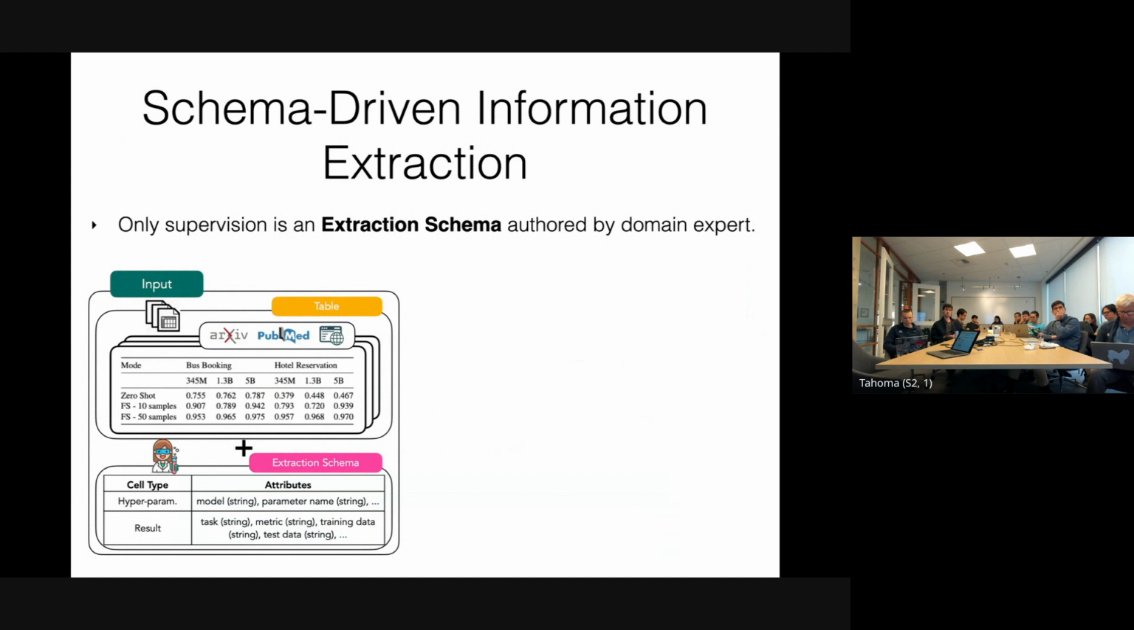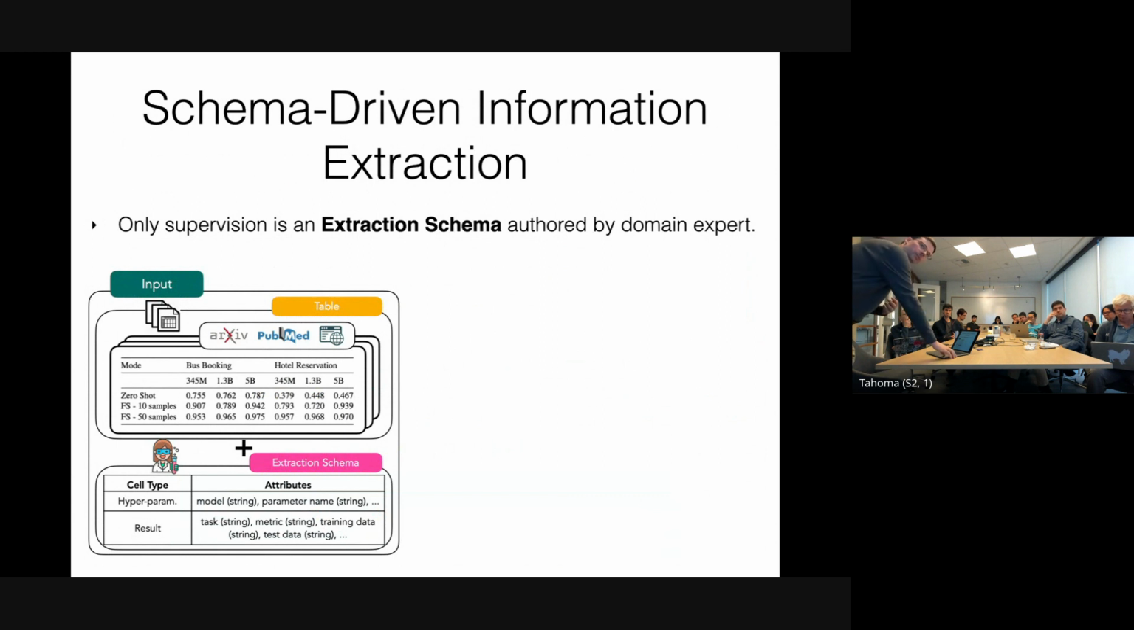Okay, so to do that, we're proposing this approach, which we're calling schema-driven information extraction. The idea here is you have some tables that you've collected in a specific domain. In this case, these are machine learning results tables. Then you have a domain expert who provides a database schema for the format of the output that they would want from these tables, right? And this is the only supervision that's provided to the model, basically a schema.